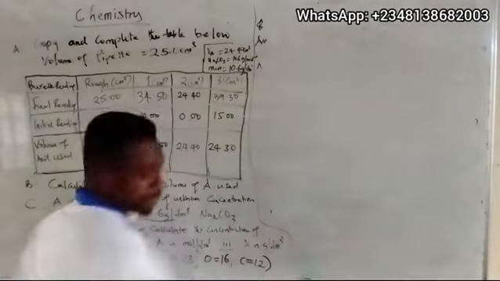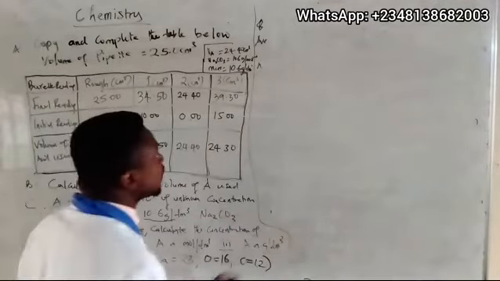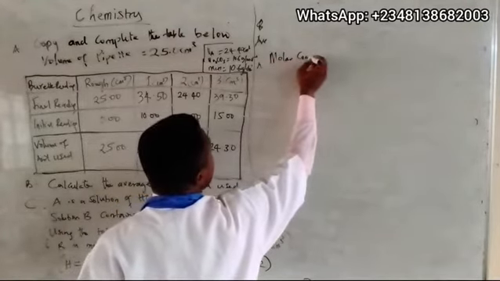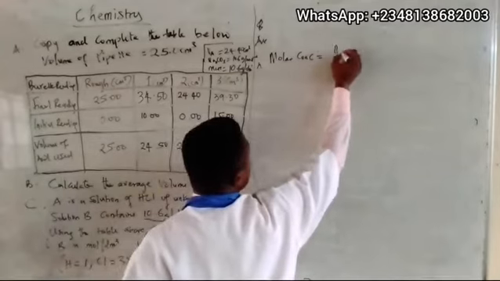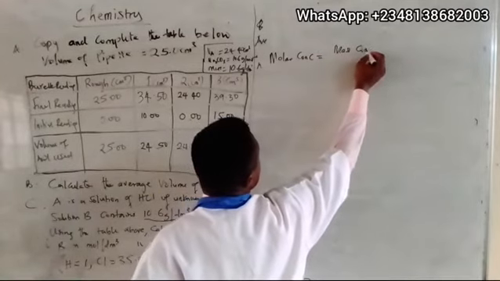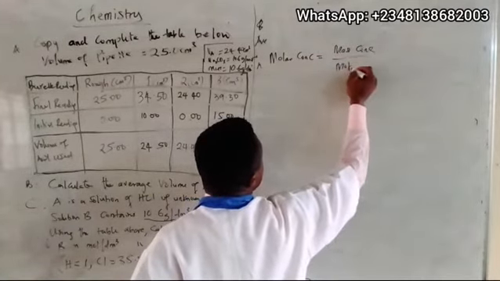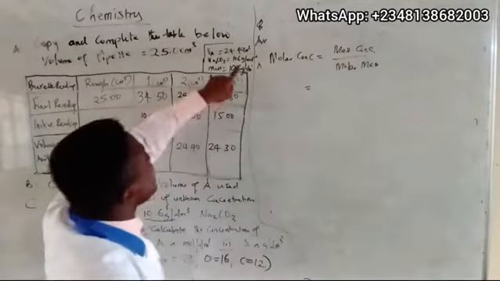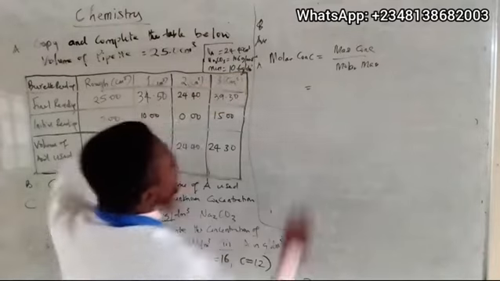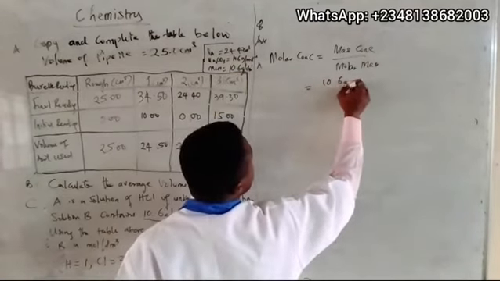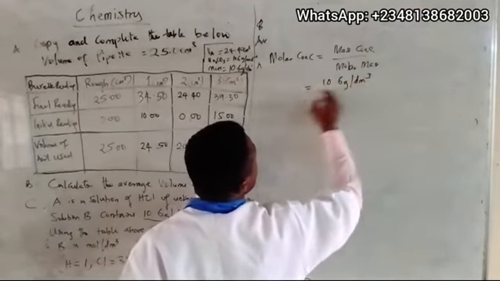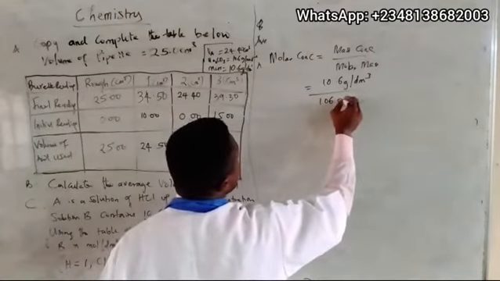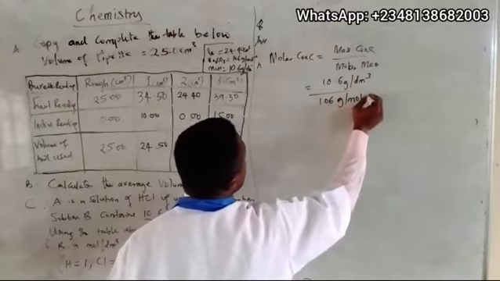So having done that, we'll continue. Remember, we are looking for the molar concentration. Molar concentration is equal to mass concentration over molar mass. Remember, we established mass concentration as 10.6 gram per dm3. We established molar mass as 106 gram per mole.